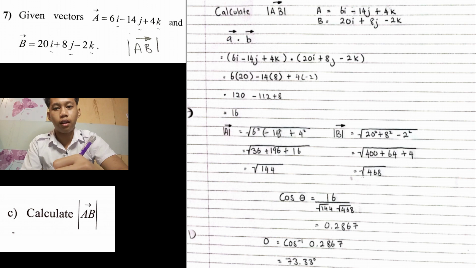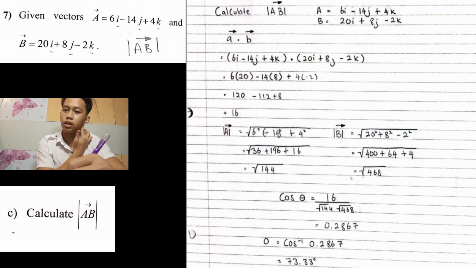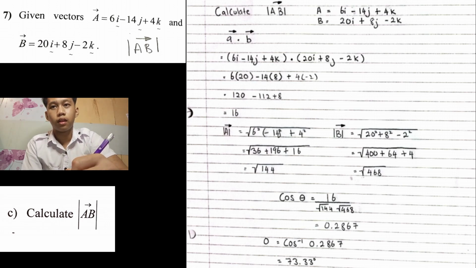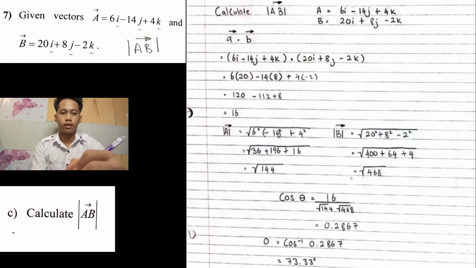For theta is cos inverse of 0.287. The last answer is 73.33 radius. Thank you.